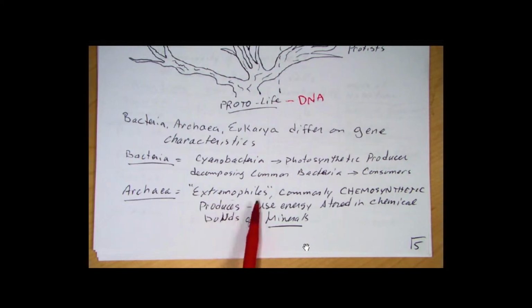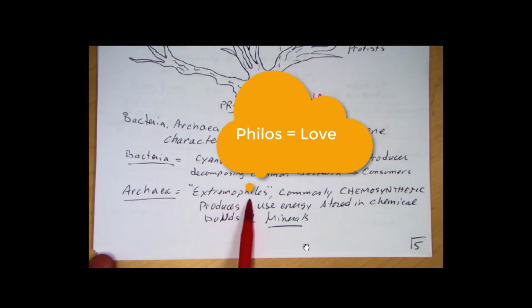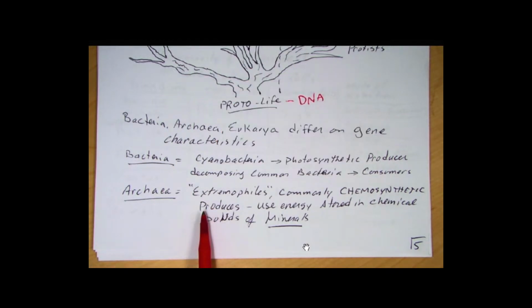Now, archaea, they love to live in extreme environments. That's what they're called, extremophiles. Remember, philos means love. So they love extreme environments. They love hot springs, these hot mid-oceanic ridges in the middle of the ocean. They're in desert salt flats. They're in glaciers. And they produce a chemical energy, and they don't really need the sun. They use chemical reactions. So they're often called chemosynthetic. So in other words, they produce organic molecules similar to photosynthesis, but instead of using the sun, they use chemical reactions that are chemical bonds in minerals. So archaea are very strange. Some scientists think that these may have been some of the first forms of life on Earth.